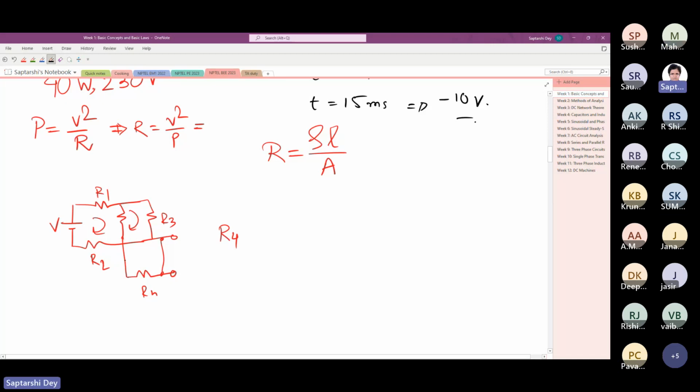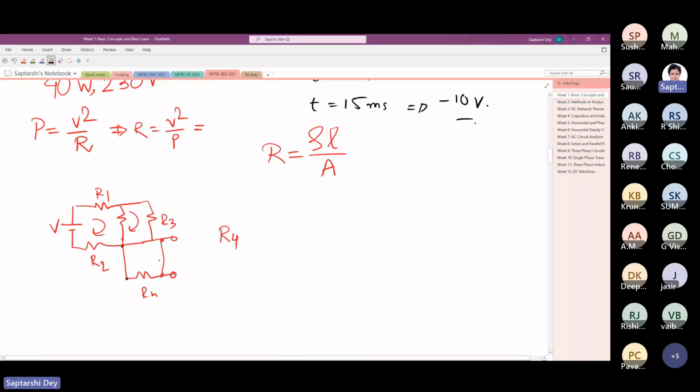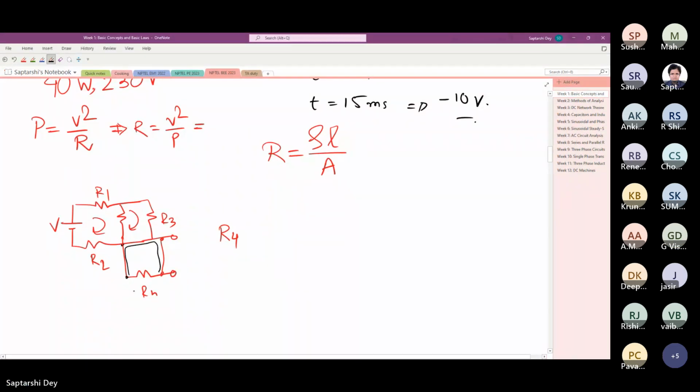Right. On this terminal, if you go like this, can you see any impedance in the path? Nothing. It is short circuited. Current through R4 will be 0.